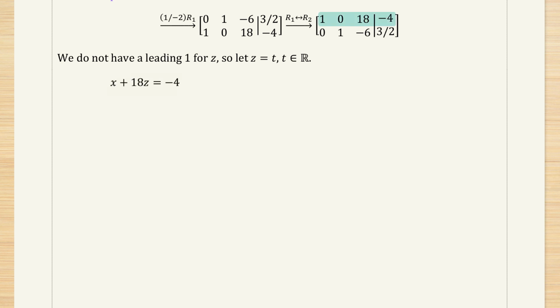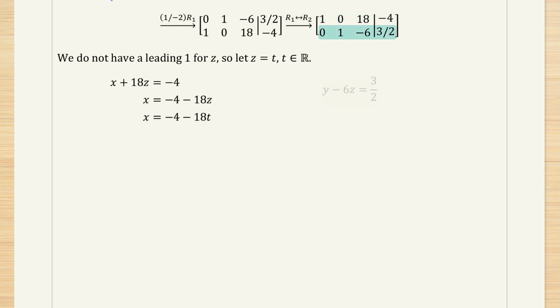In the first row, we have 1x plus 18z equals negative 4. Solving for x, we can subtract 18z from both sides. Since z is equal to t, we replace that z with t. X is equal to negative 4 minus 18t.